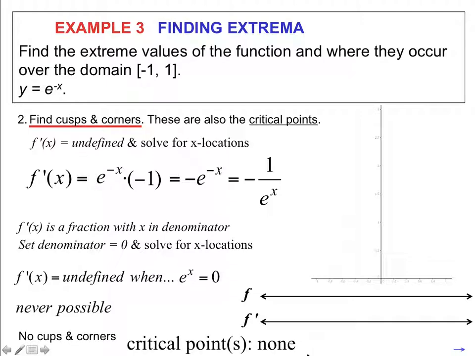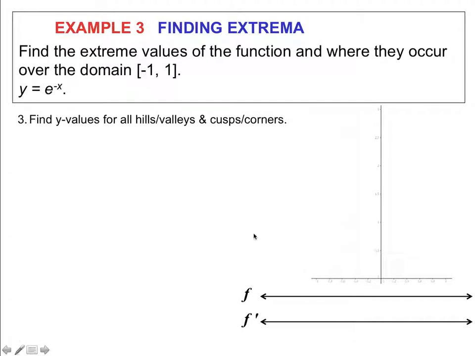So we have no critical points. We have no hills and valleys, we have no cusps or corners. So we have nothing on our number lines yet. So finding the y values, well, we're not finding any because we have none. We don't have any hills and valleys, we don't have any cusps and corners, we can't find any y values. So we move on and just start looking at the endpoints. We have a closed domain, and so we have to find the value at the endpoints.